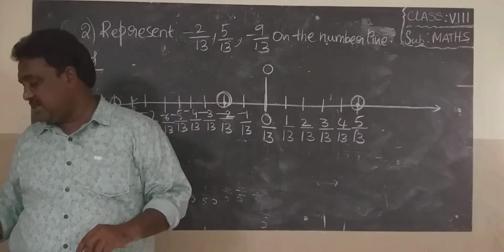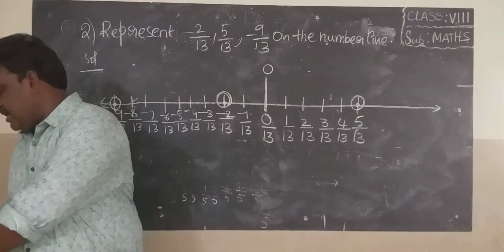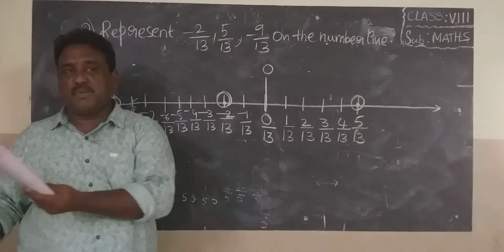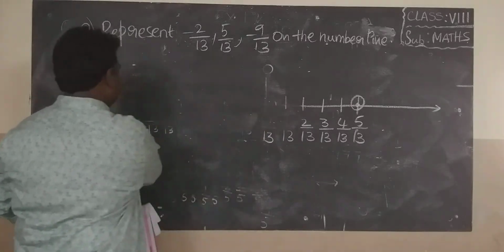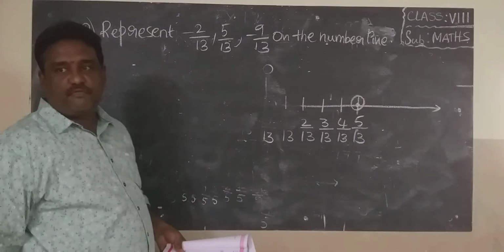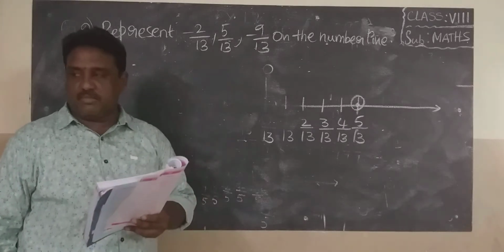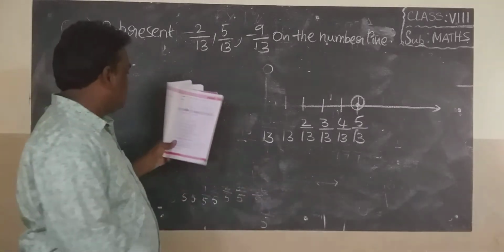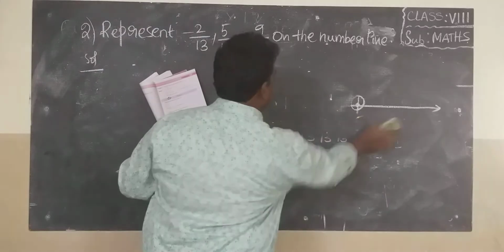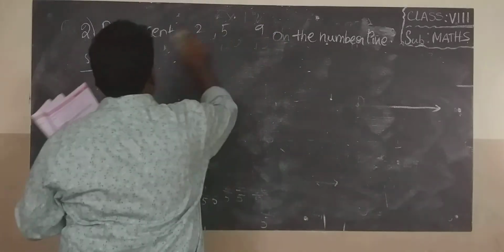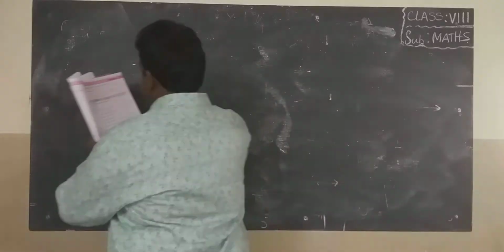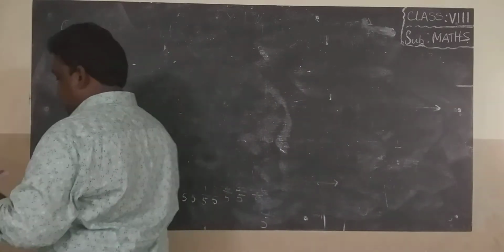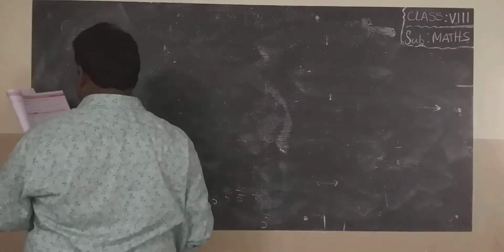Next, the third sum is: write 5 rational numbers which are smaller than 5 by 6. Last sum for today. Third sum is: write 5 rational numbers which are smaller than 5 by 6.